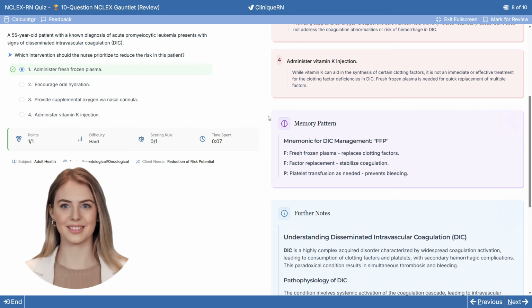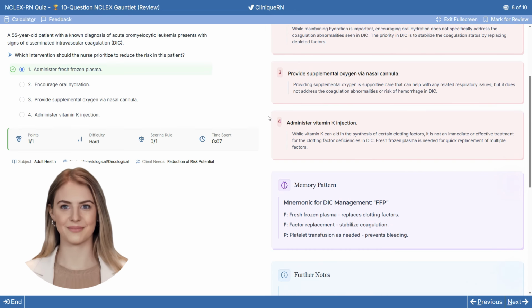Here's how you remember it. FFP for DIC, the mnemonic. F, fresh frozen plasma, means it replaces clotting factors. F, factor replacement, means stabilizes coagulation. P, platelet transfusion if needed, means it prevents bleeding. Say it with me. When it's DIC, think FFP.